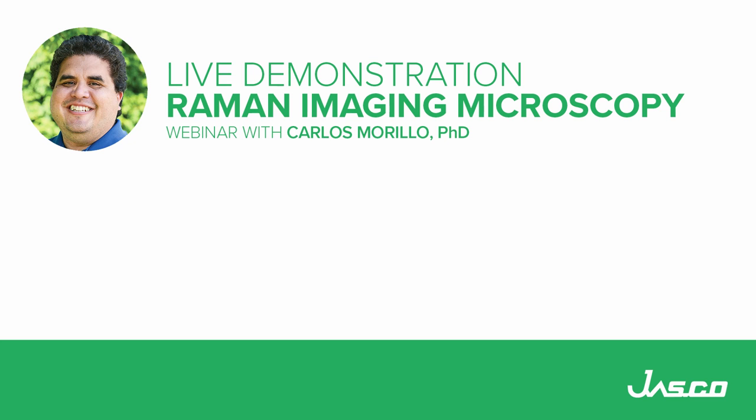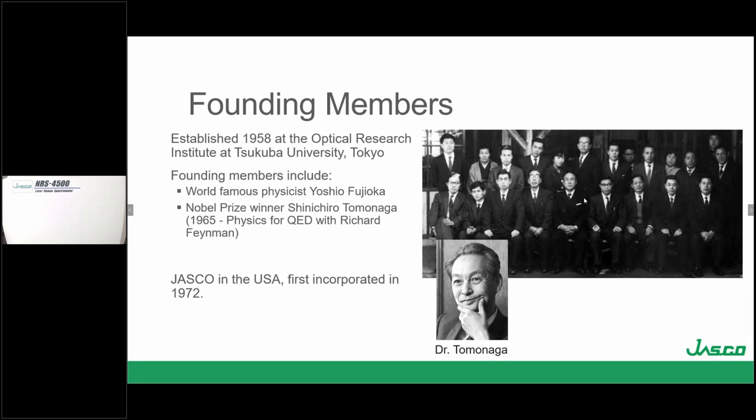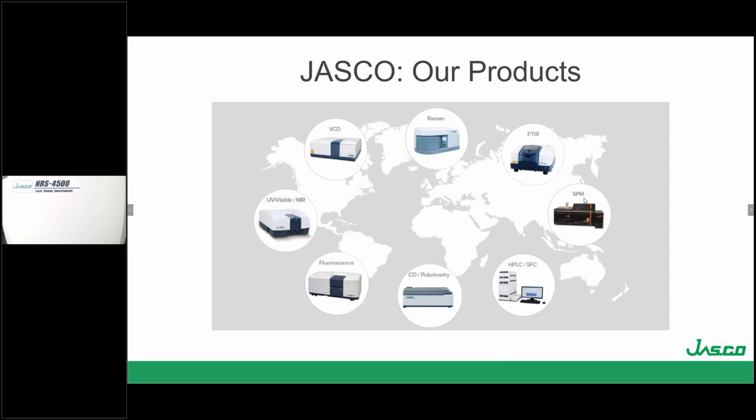First of all, I just want to say that for those that don't know JASCO, JASCO is the Japan spectroscopy company known in Japan as Nihon Bunko. Our R&D and manufacturing sites are in Hachioji, Japan. The founding members of JASCO are Yoshio Fujioka and Dr. Shinichiro Tomonaga, who shared the Nobel Prize in Physics in 1965 with Dr. Richard Feynman for quantum electrodynamics.